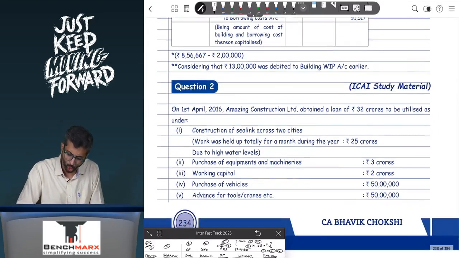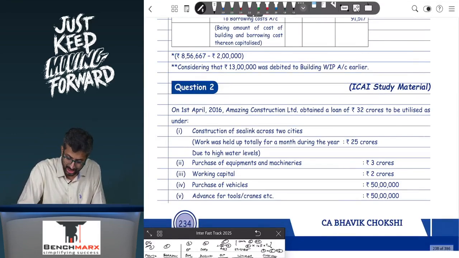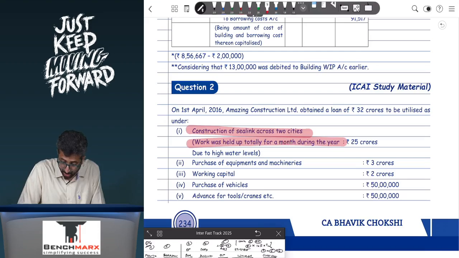In question 2, it is similar to question 2 of the classwork, just that there is a line over here which mentions that construction of ceiling across 2 cities and work was held up for a month due to high water levels. Now, Institute has either assumed that this is what ICA has done. I am not saying that this is right or wrong.